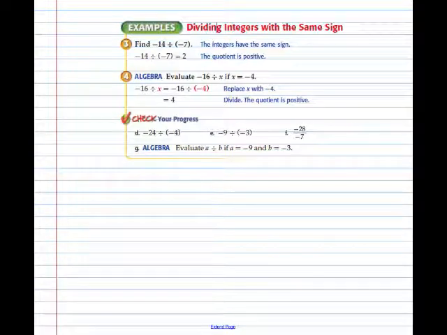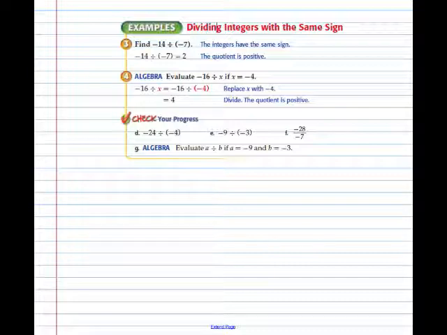Dividing integers with the same sign, both negative in number 3: negative 14 divided by negative 7. The integers have the same sign, so negative 14 divided by negative 7 is positive 2. Whenever the signs are the same, the quotient is always positive. In number 4, it says evaluate negative 16 divided by x if x equals negative 4. So your algebraic expression becomes a numerical expression. Negative 16 divided by negative 4, that's 2 signs that are the same, both being negative. The answer then is positive 4.